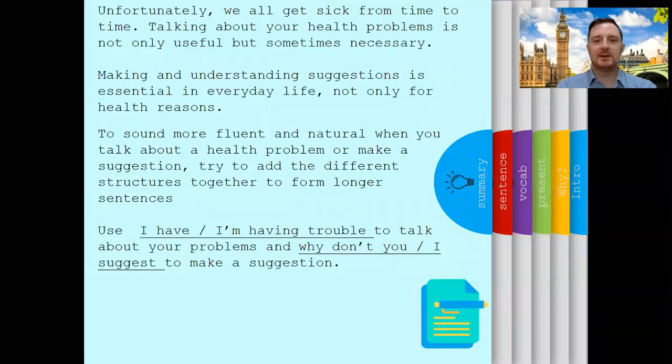Okay, so remember our tips to sound more fluent. Try to add the different structures together to form longer sentences. So we use I have or I'm having trouble to talk about your problems, such as a sore throat, headache, fever. Okay, and then we will use why don't you or I suggest, verb ing, to make a suggestion.